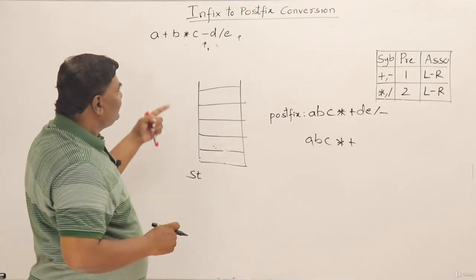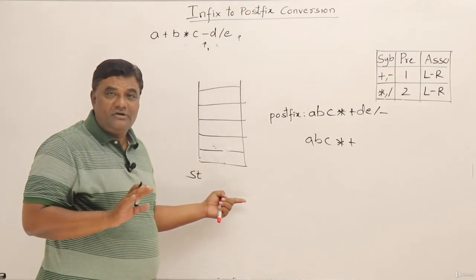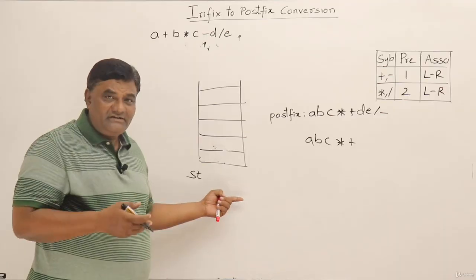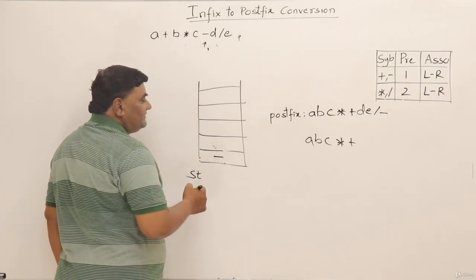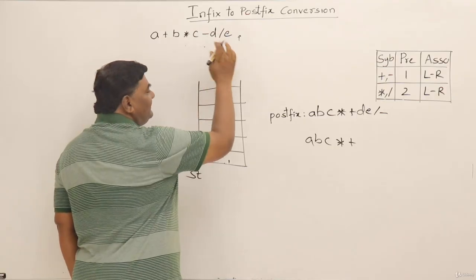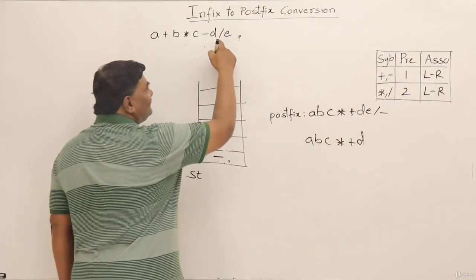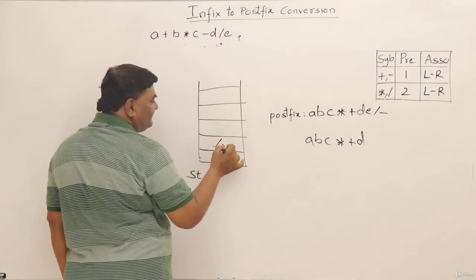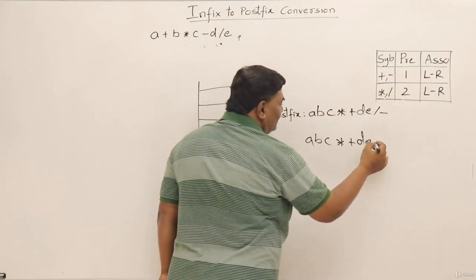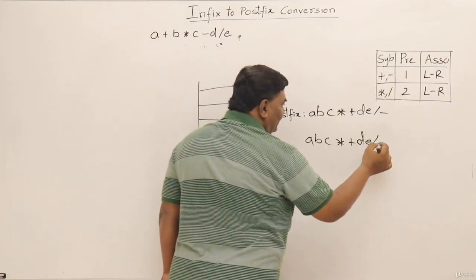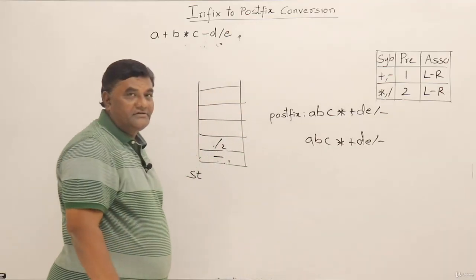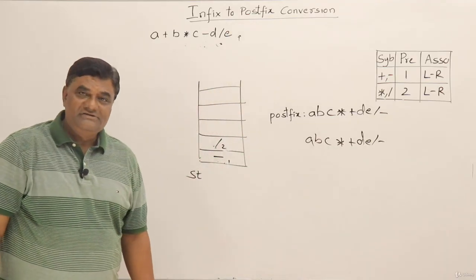Nothing in the stack. So nothing in the stack means no problem. The precedence is 0. Let us assume it as precedence 0. So push that one into the stack. Minus. Then next D goes to postfix. Slash, its precedence is 2. So it comes here. Then E. Then end of expression. So pop out these two and add them. That's all. This is the procedure.